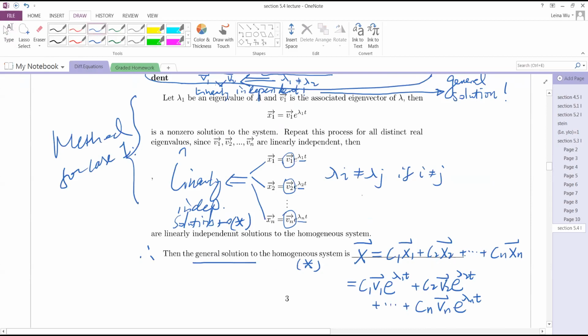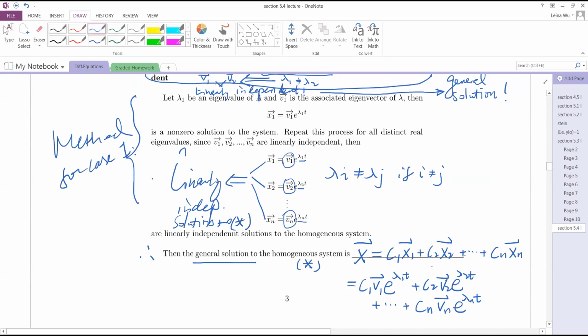Okay, so basically what you need to do for this method is, first of all, you find all the eigenvalues, and then you find all their eigenvectors, and then construct x1, x2, x of n. In the end, you just get a linear combination of these individual solutions. It's not difficult when we actually put it into the context of the questions.